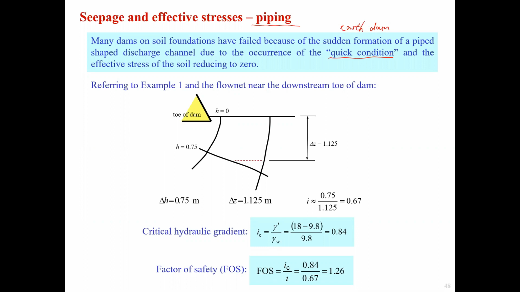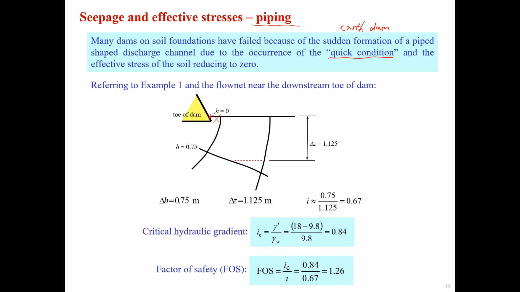We call it the quick condition, and also the water carries soil particles away from the dams. As the stored water rushes out the channel, the flow channel widens, and eventually catastrophic failure may occur. Piping is most likely to occur at the toe of the dam. That's the downstream, that's the toe of the dam, so piping is more likely to occur around this position.